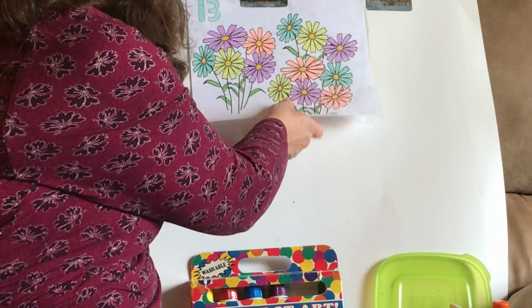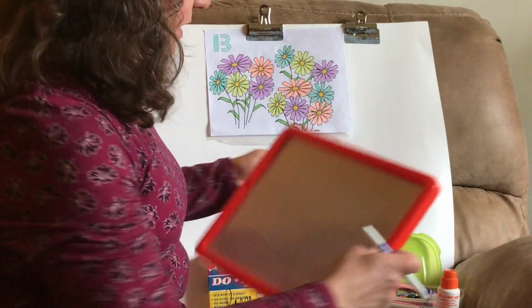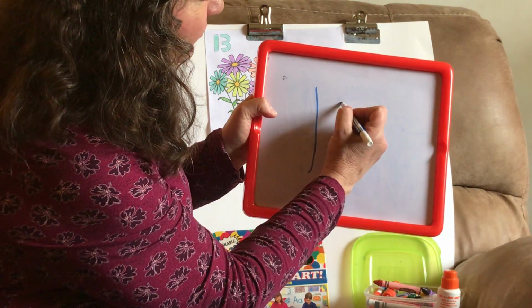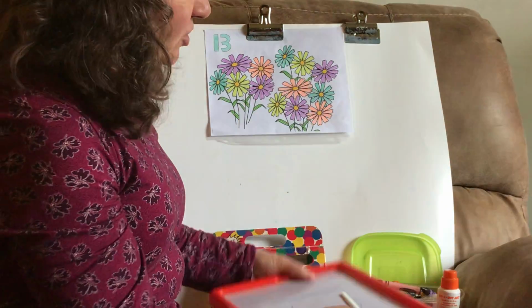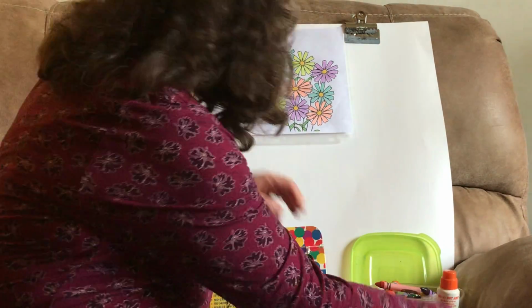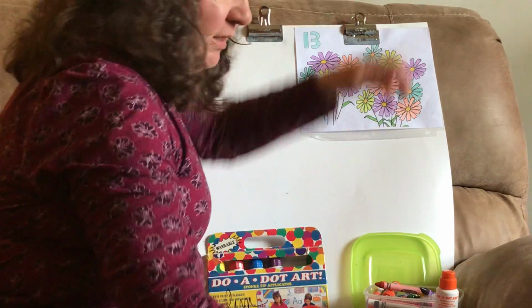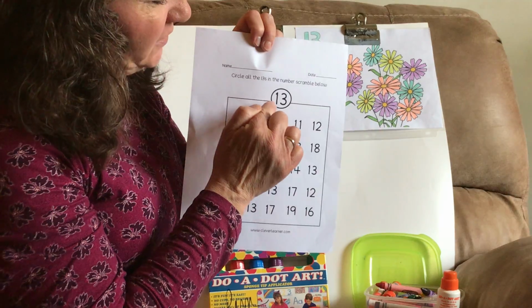Now remember, when we make the number 13, this is how we would make it. Okay, you would make the 1, and then we'd make the 3. Okay, and that's the number 13. So what we're going to be doing today is we're going to be looking for the number 13 on this paper here. Okay, so you have the number 13 on the top.